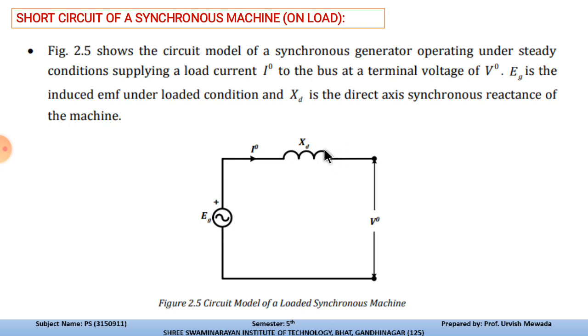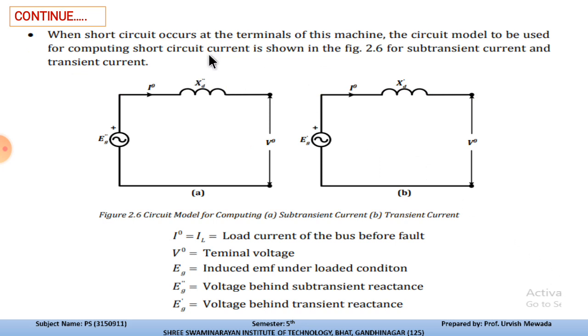This figure shows the circuit model of a synchronous generator operating under steady state condition, supplying a load current I0 to the bus at the terminal voltage V0, where EG is the induced EMF under loaded condition, and XD is the direct axis synchronous reactance of the machine. This is the diagram for which we are performing the analysis of short circuit of the synchronous machine on load condition.